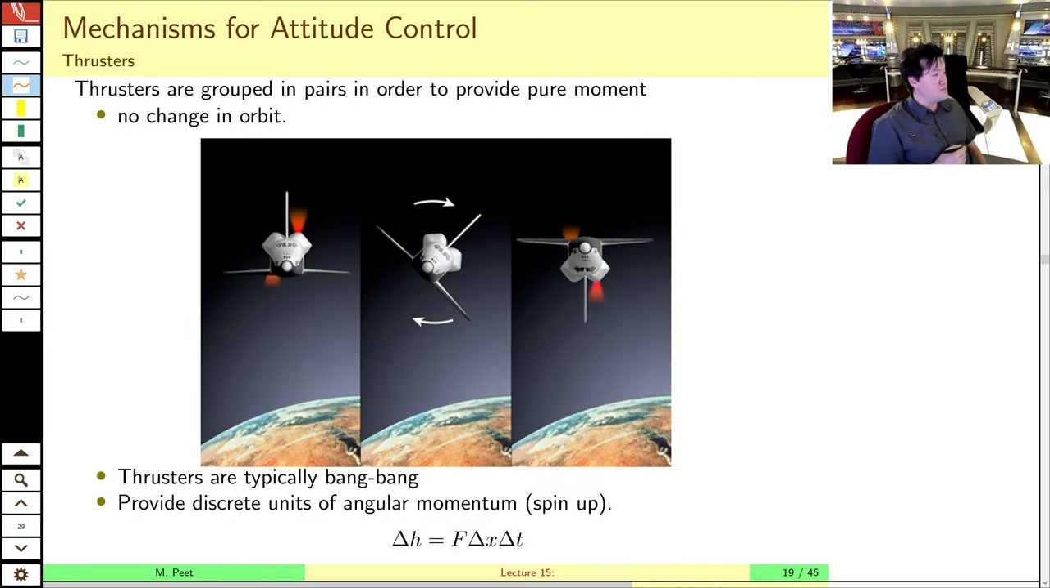Right. So next to no design for your attitude control system is thrusters, thruster control systems. Thruster control systems are not great, but they are used. They can be used for momentum dumping, for example, but not very accurate, and of course they use fuel. But they are fast. And they don't have some of the disadvantages that we'll talk about with the other attitude control systems.